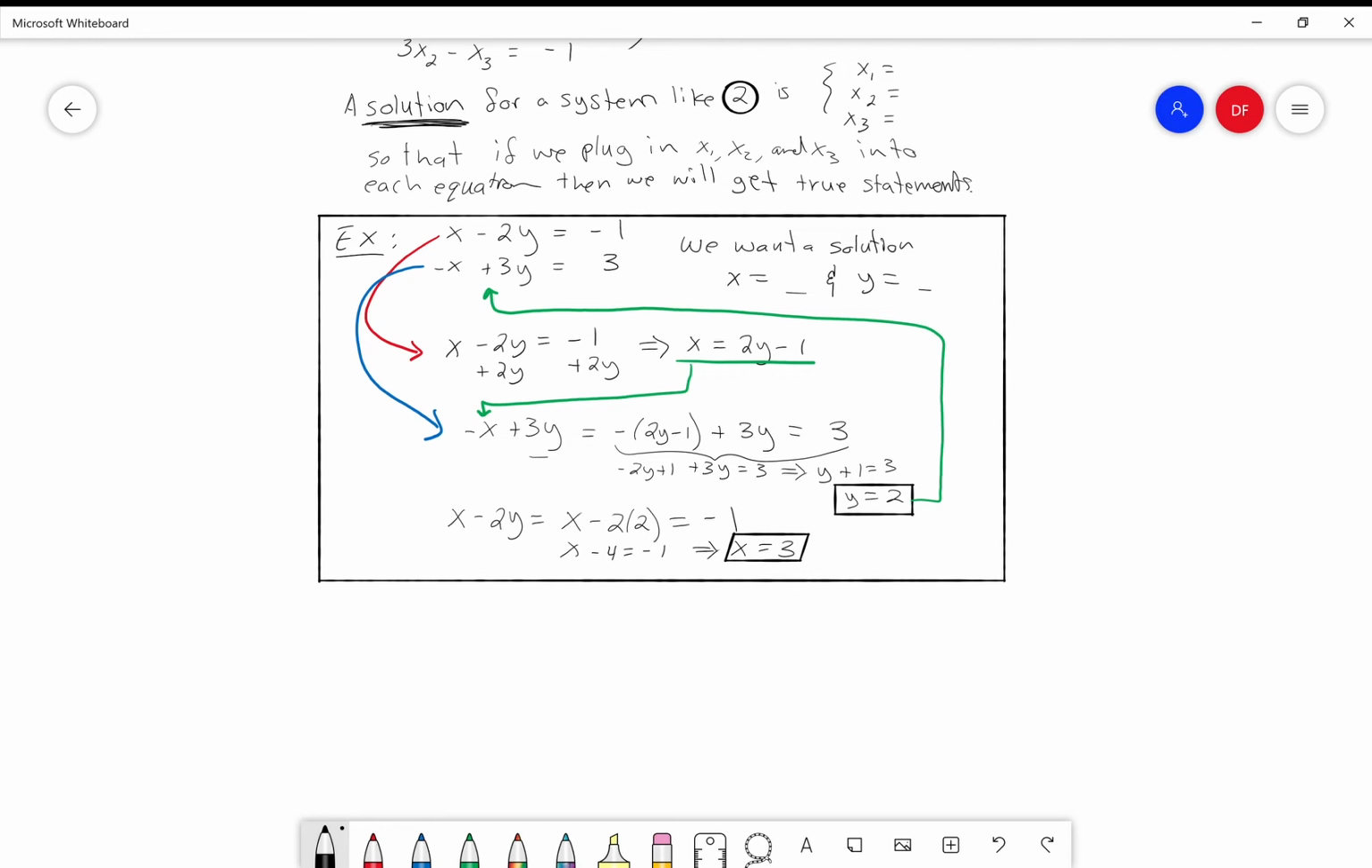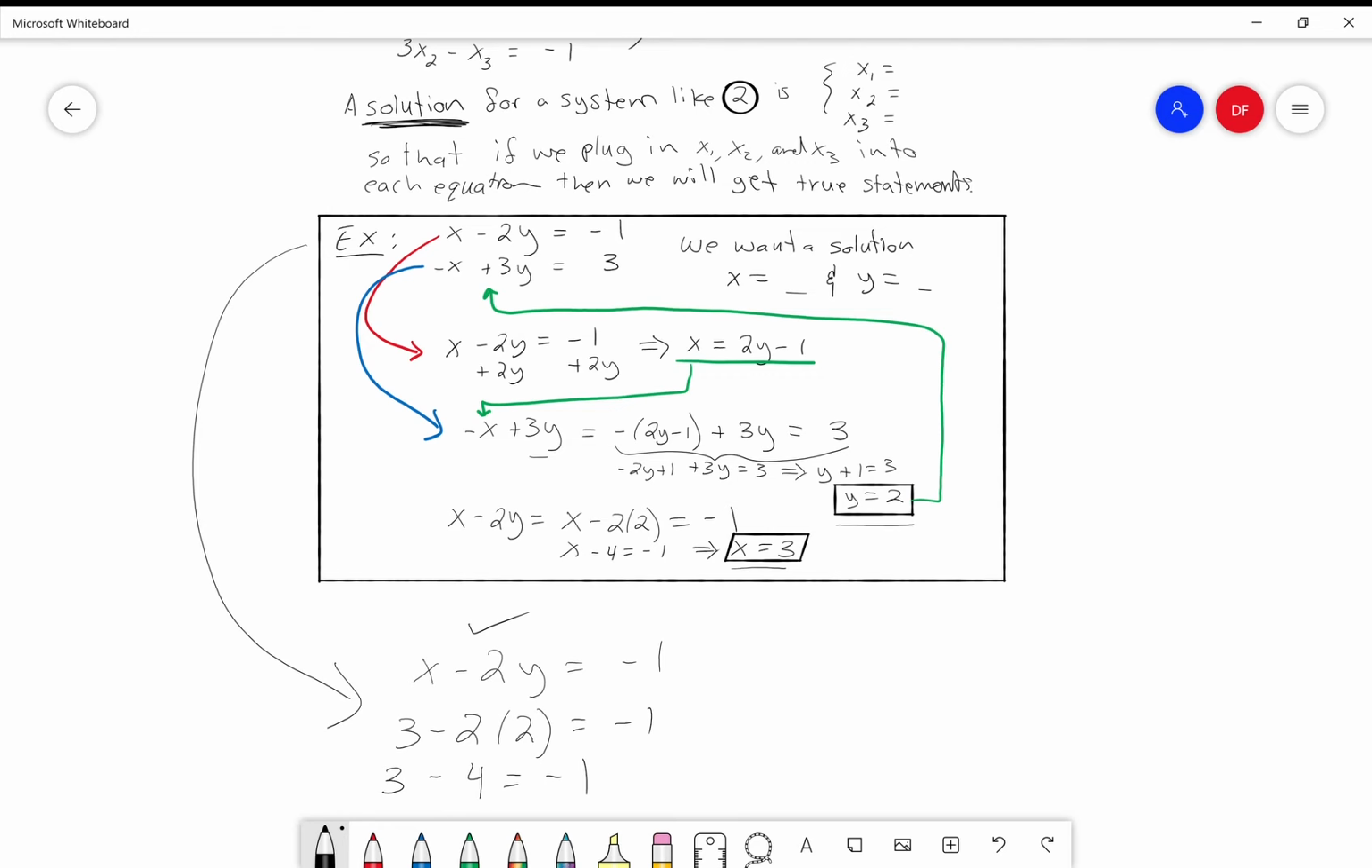So check this out. I can take this first equation here and say x minus 2y equals negative 1. And I can plug in x equals 3 and y equals 2. So I'll have 3 minus 2 times 2 equals negative 1. And so I have 3 minus 4 equals negative 1. This is true.